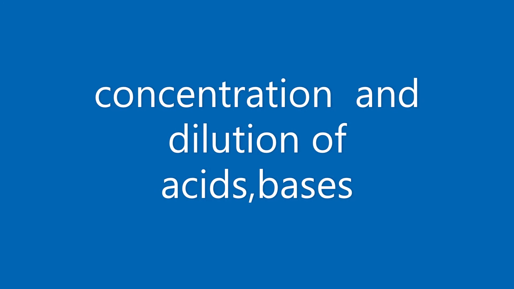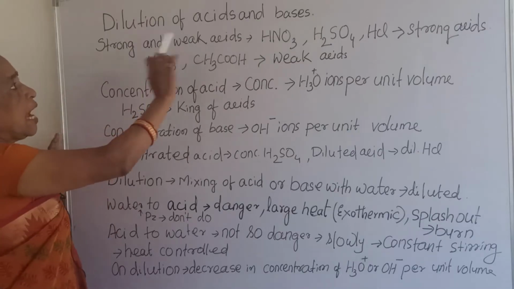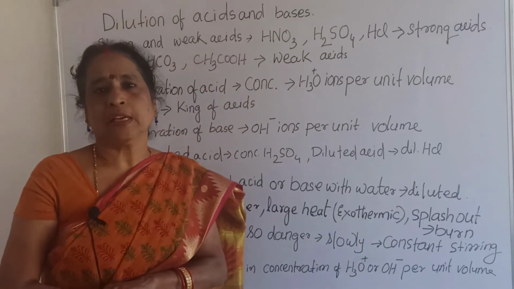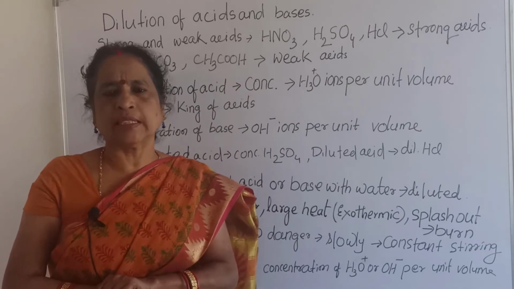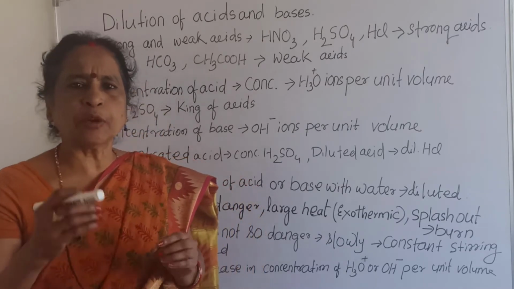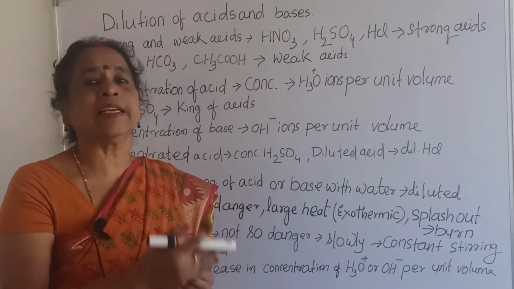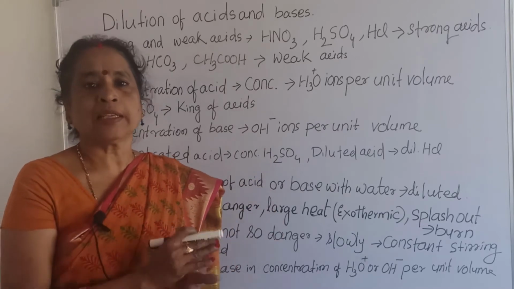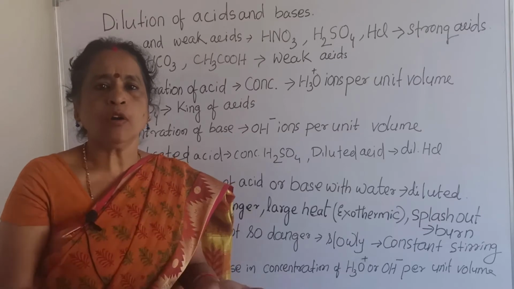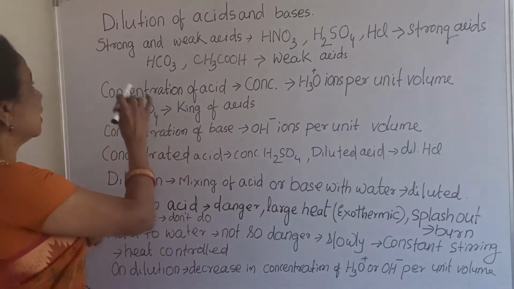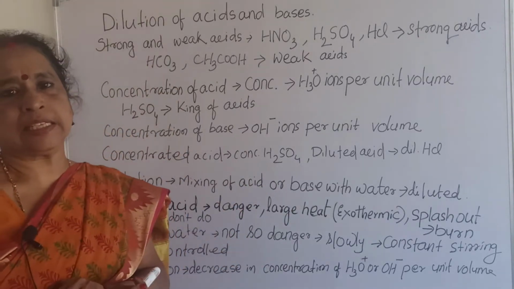Then come to dilution of acids and bases. What is meant by dilution of an acid and base? It is clear that you will add water, or the water proportion will be increased in the acid and base, that is called dilution. Then how will we do it? Later we will see. First is strong and weak acids.